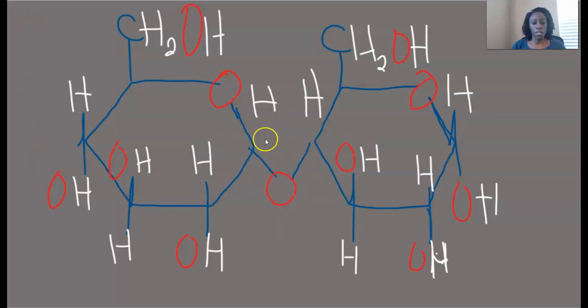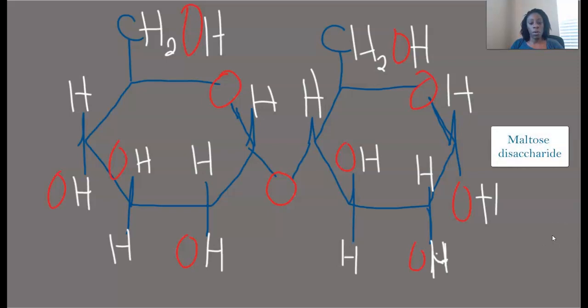We've got this oxygen here. These hydrogens are still coming off of the carbon. So let me draw that line back in. I know it's starting to look a little goofy. Now we have a disaccharide, and this particular disaccharide is called maltose.